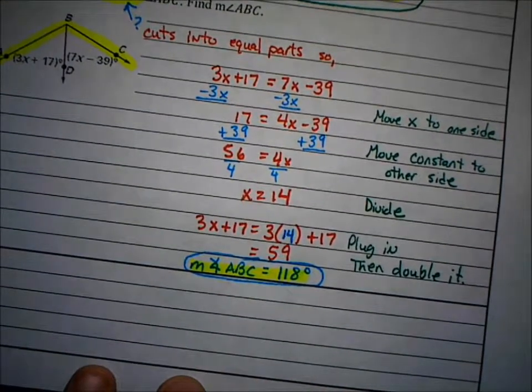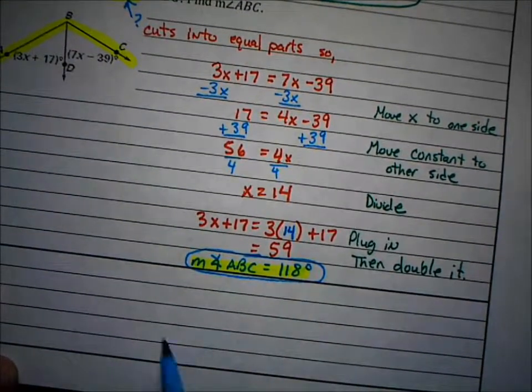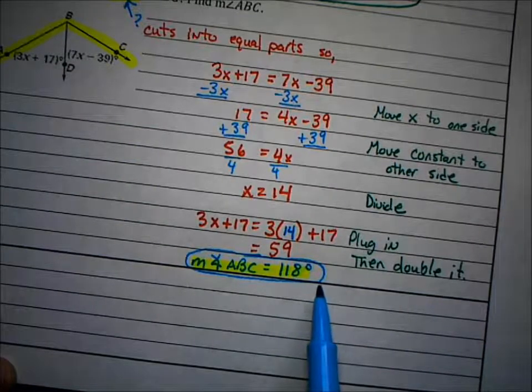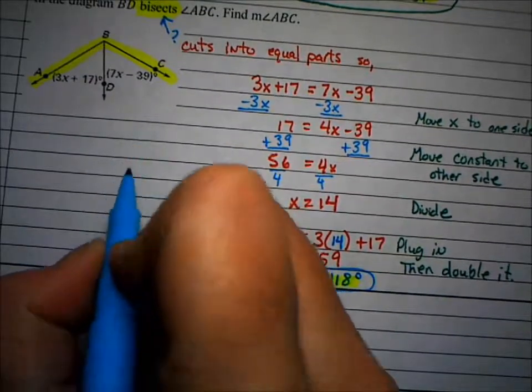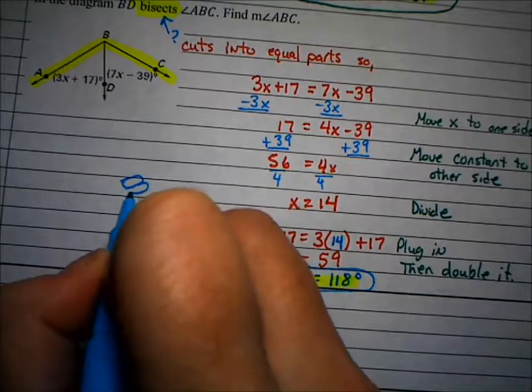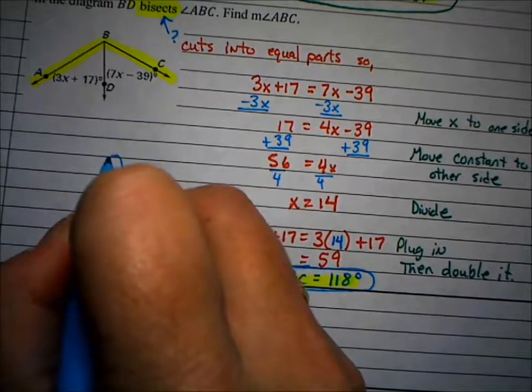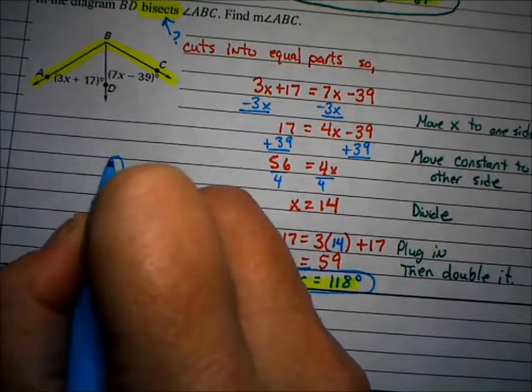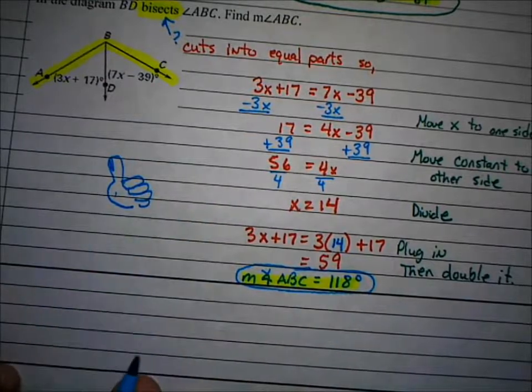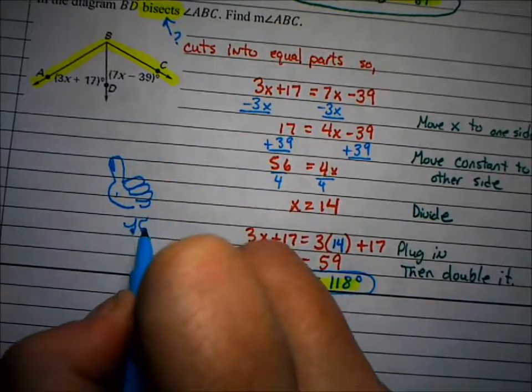Okay, working this problem out, I came out with the measure of angle ABC equaling 118 degrees. So if you got this correct, give yourself a thumbs up. That'll be a good job. Way to go. You got a thumbs up, or you can draw a smiley face, whichever you like.